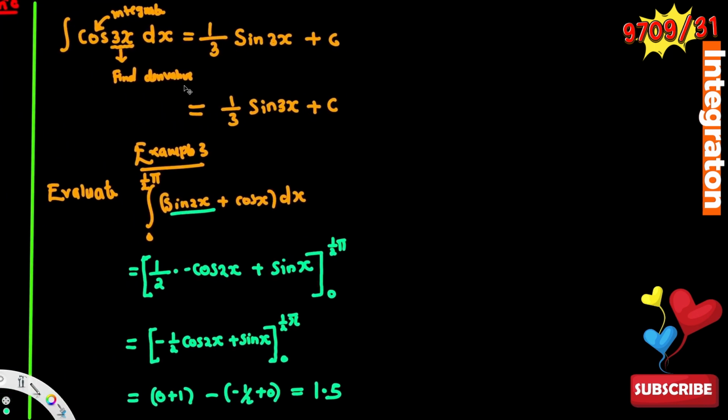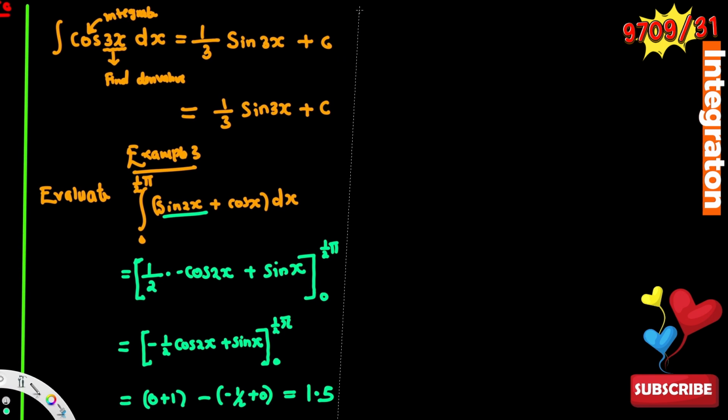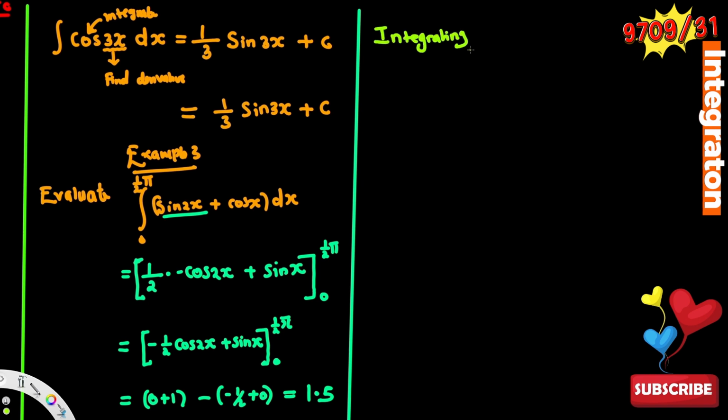Sometimes you can be given trigonometric functions which have powers. So what do you do? How do you go about it when you have a power in the trigonometric function? That is the next area we shall focus on, because you may be given something like cos squared 3x. How can you go about integrating that?